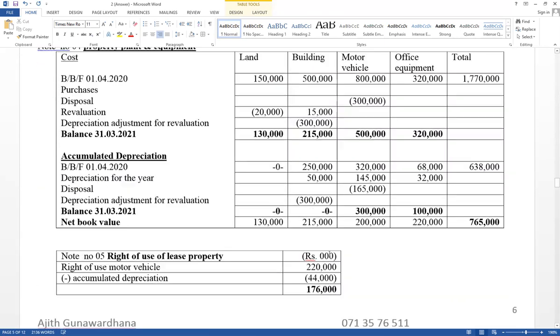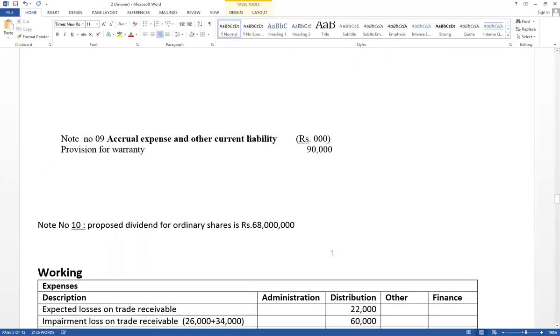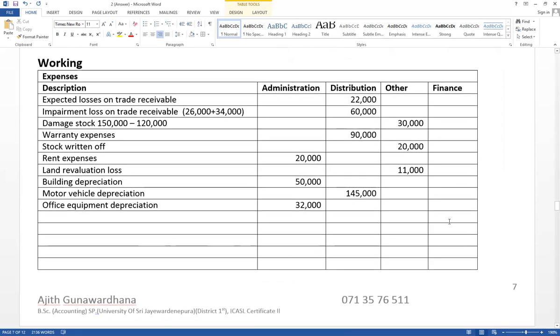Then think about lease interest as well as depreciation expense. Current year lease interest became expense only 20,000. Current year lease interest as a lease interest 20,000, as well as motor vehicle depreciation. Right of use asset depreciation also 44,000 under distribution expense.